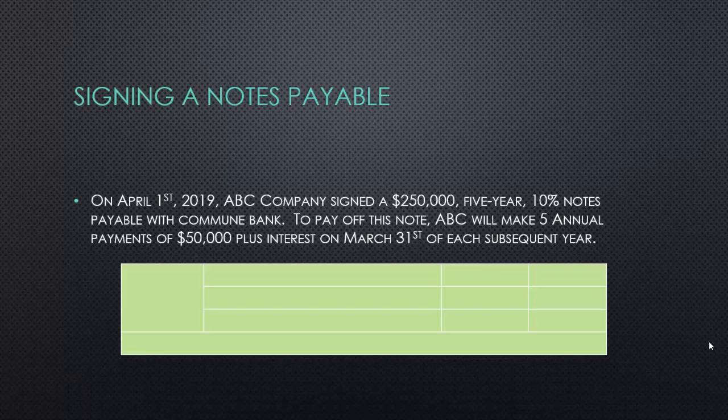So the first thing we need to do is record the signing of the note, and you should have seen this in financial. It's exactly the same here. What are we receiving? We're receiving cash. How much? $250,000. How are we getting that cash? We are signing a notes payable, so we credit notes payable because it's a liability. Liabilities go up on the credit side. Credited for $250,000. We signed a 5-year 10% note.